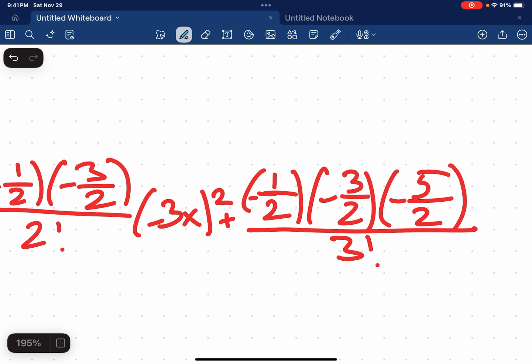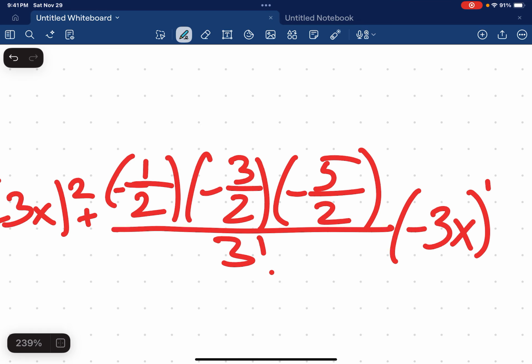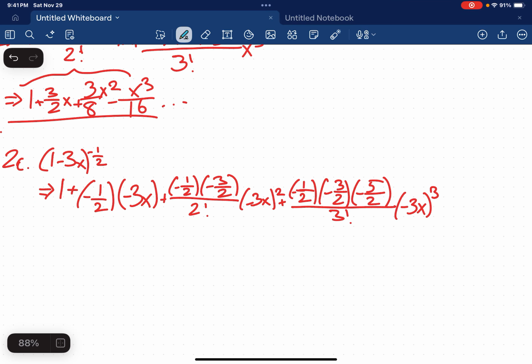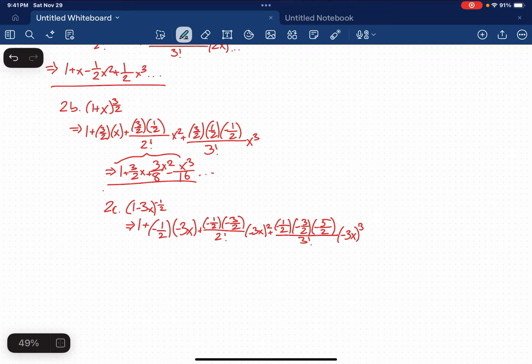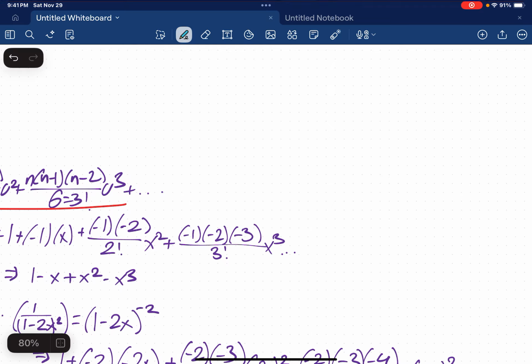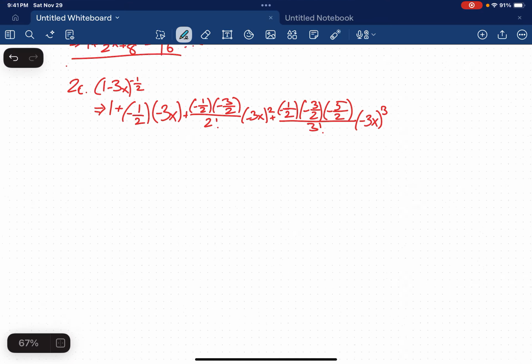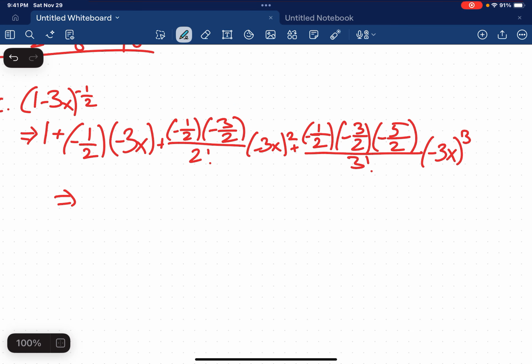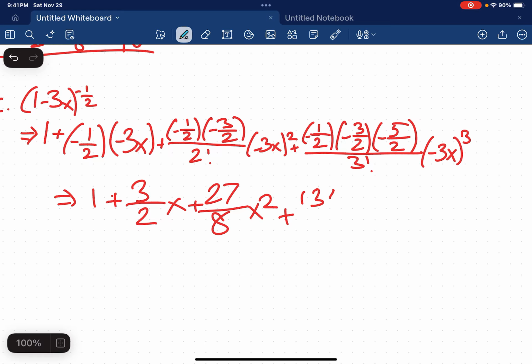Okay, divided by 3 factorial, negative 3x cubed. And I'm going to say this again. Remember, this is just stemming from our definition from earlier all the way from here. Okay, scrolling back. This is going to simplify to 1 plus 3 divided by 2x plus 27 divided by 8x squared. I need to talk louder sometimes. Whenever I listen back to my videos, I feel like I'm always whispering. x cubed dot dot dot. Okay, on to 2d.